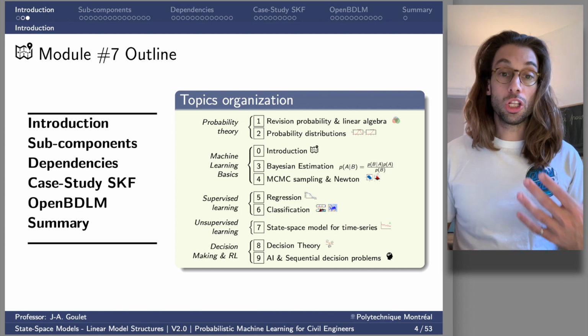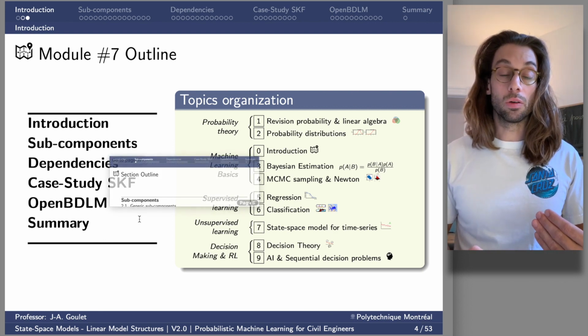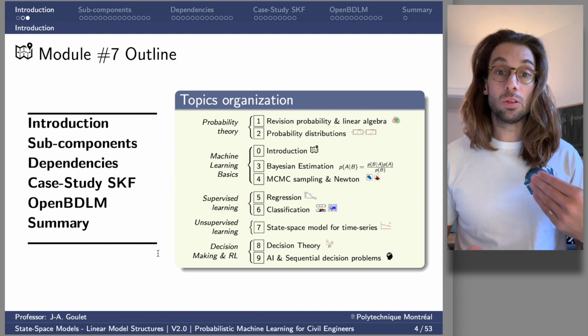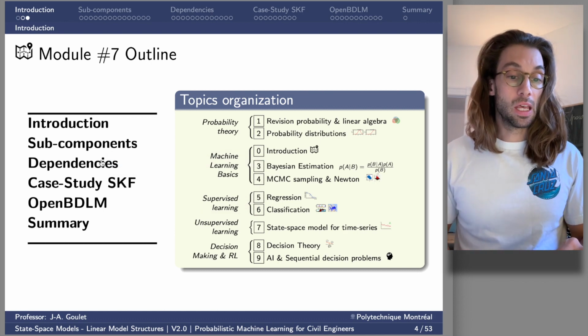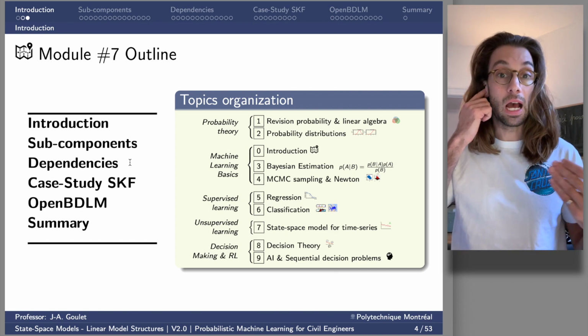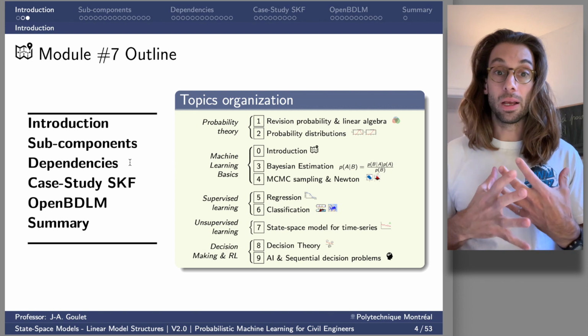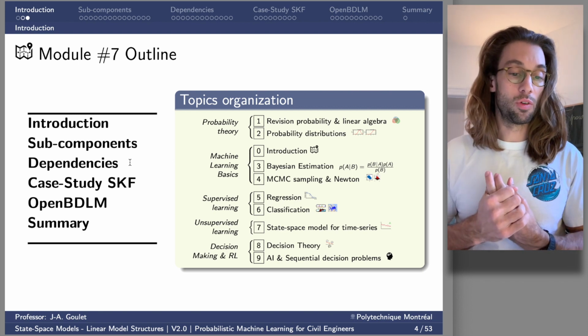Okay, so what we're going to look at today is how can we build these subcomponents that are generic and can be applied to a vast array of problems. Then we're going to see how we handle dependencies when we have many time series for which the subcomponents depend on each other.